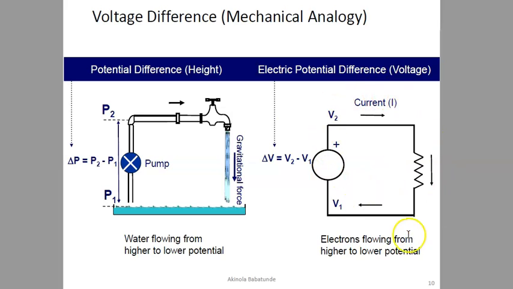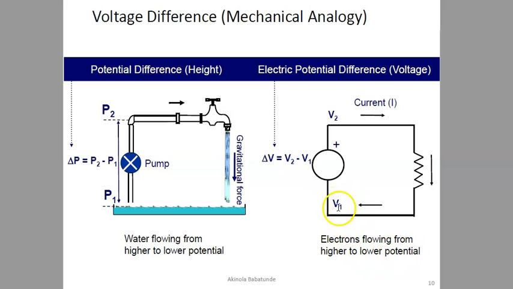Also, that is exactly what we have here for the electric potential difference. The first analysis here talks about the potential difference, and P1 represents the lower height, P2 represents the higher height. And you can see water flowing from higher to lower potential. The same thing happens for the electrical potential difference. You will see that electrons flow from higher to lower potential.